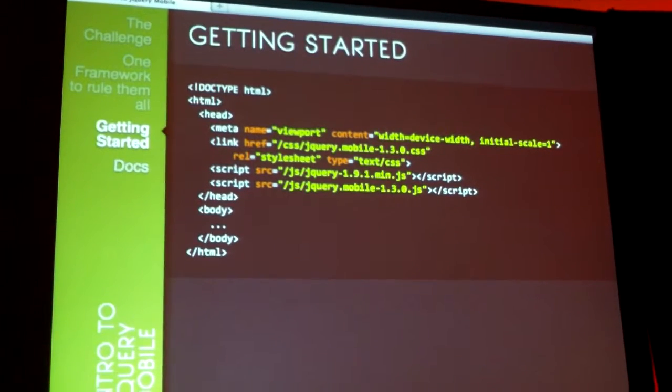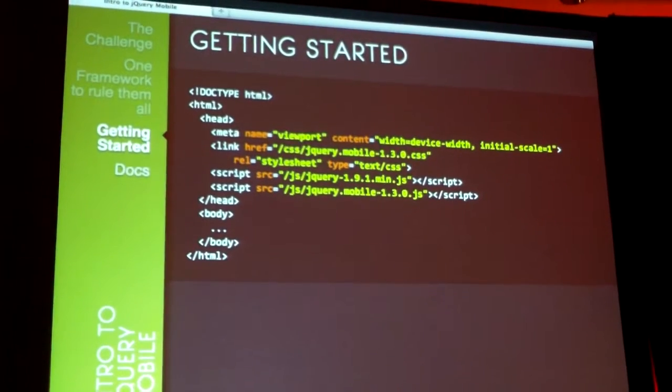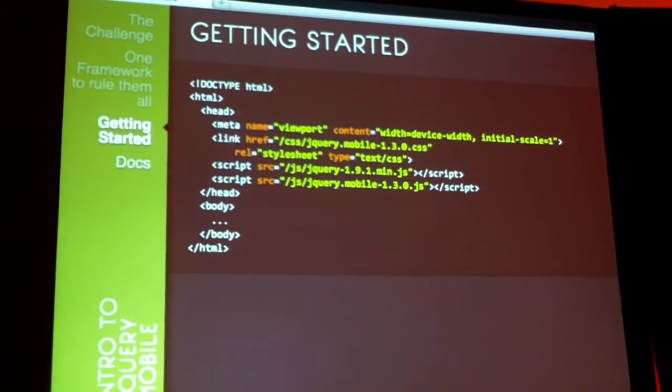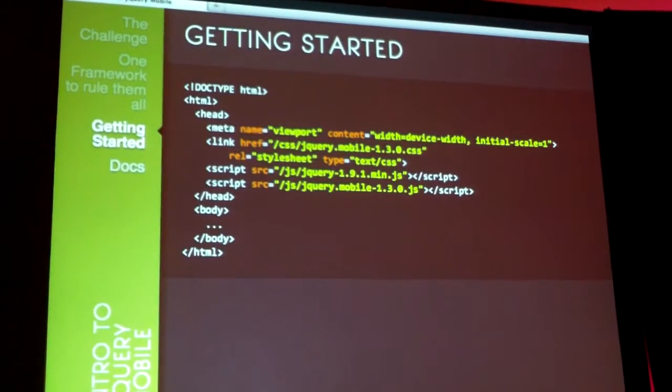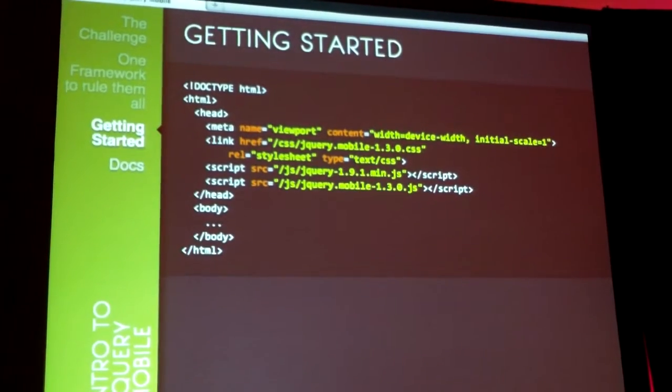So jQuery Mobile has support for specific versions of jQuery, and you can get that at the website. So the latest version now supports the latest version of jQuery Core. And then you add the jQuery Mobile JS file at the end.